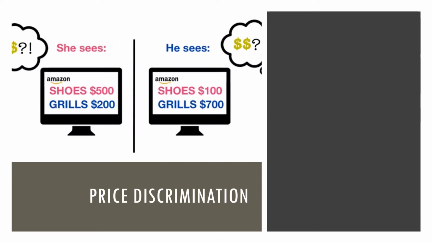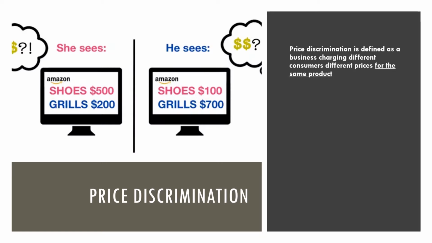So let's start off by what do we mean by price discrimination? Well, this is defined as when a business charges different consumers different prices but for the same product. So it's important to note we're talking about product differentiation here. We're talking about the same product at different prices. So we're really discriminating on different groups of customers as to the price they pay.